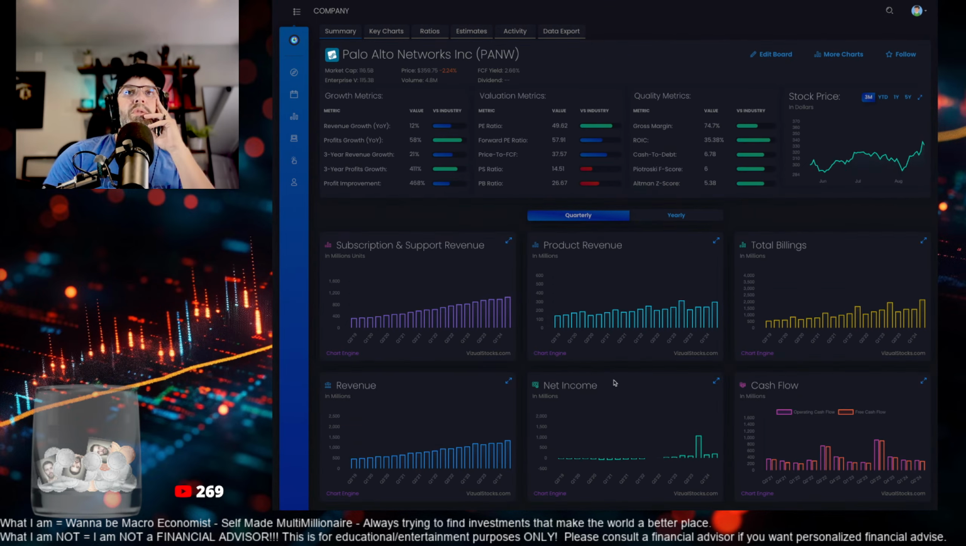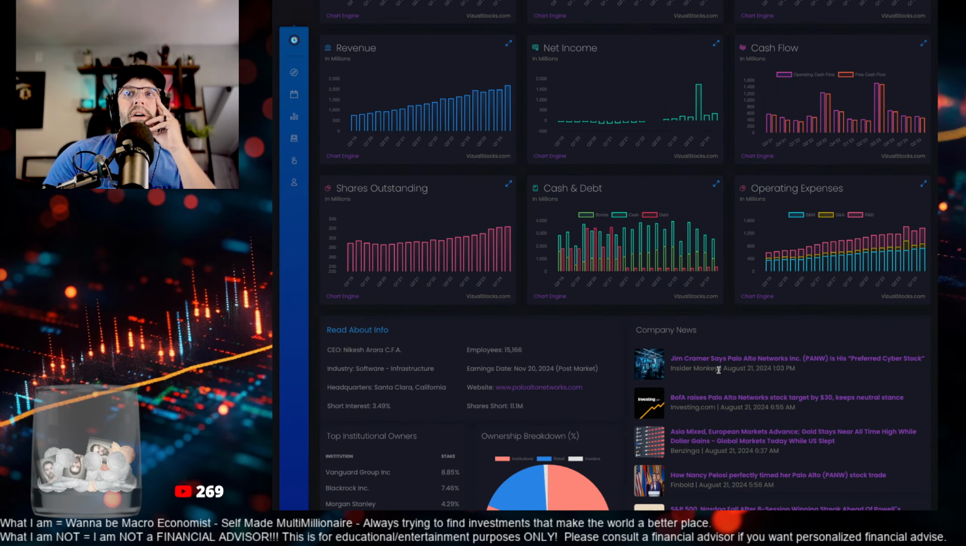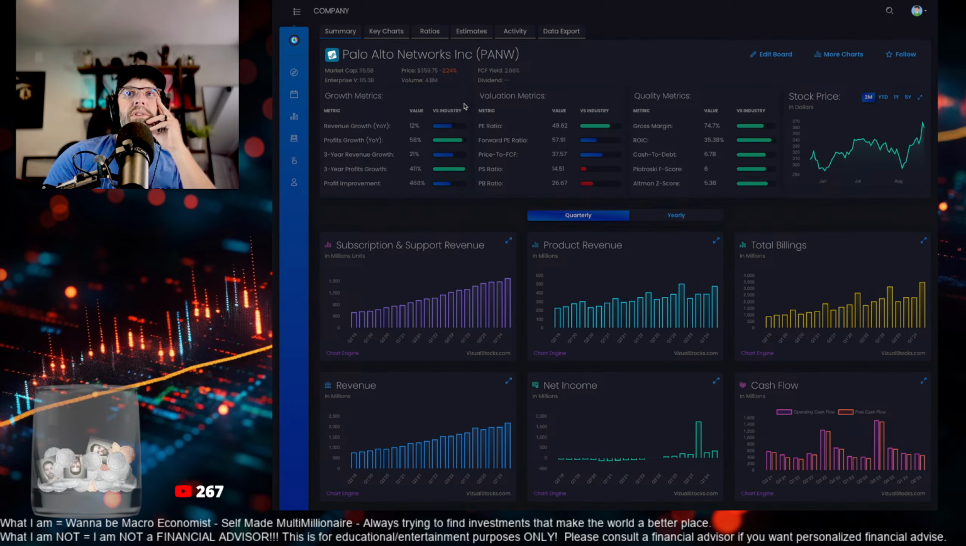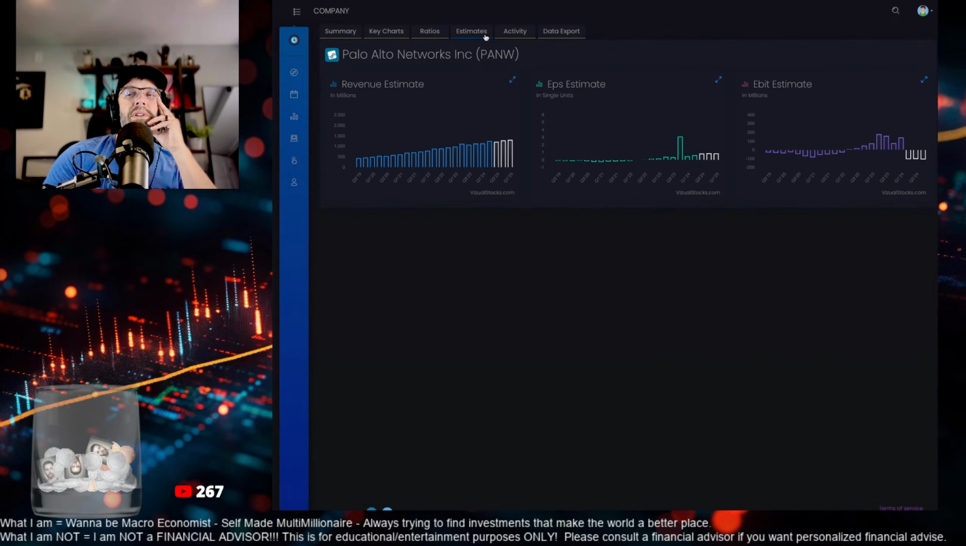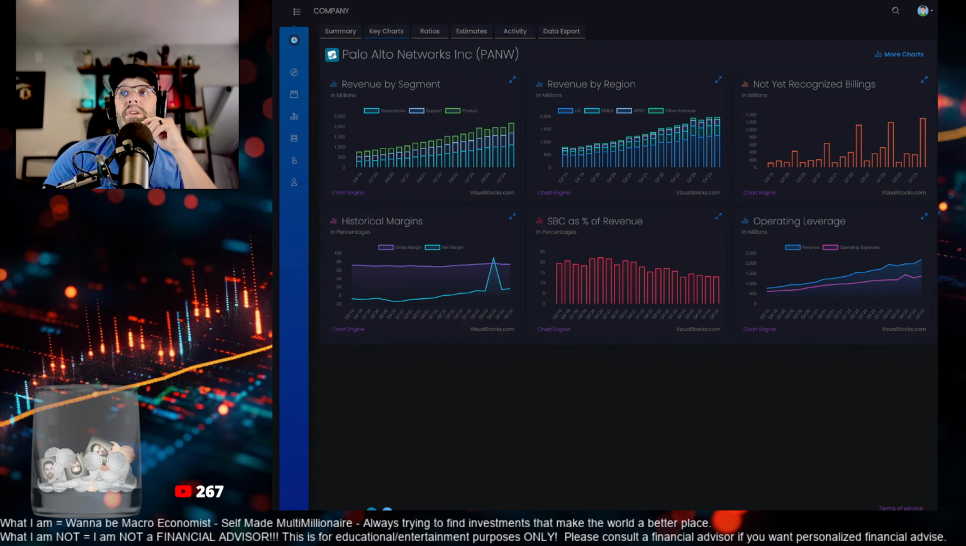I know this is the Nancy Pelosi one where she bought the dip pretty hard. Maybe she sold some at a profit. All this looks good. This doesn't look like a bad company at all. The revenue growth is really nice, 12%. The forward PE is 57, so that's high, so you could make some argument about the valuation, but when you're going up this much, as long as the markets don't fall apart, the valuation will hold. There's lots of good charts in here too: not yet recognized billings, which shows some seasonality, and revenue by region, where you can see where things are growing.